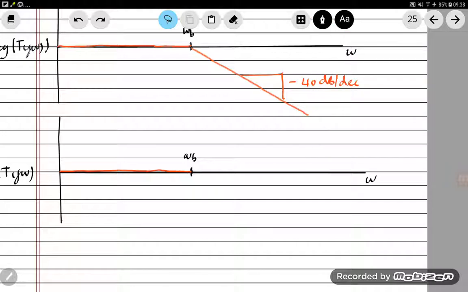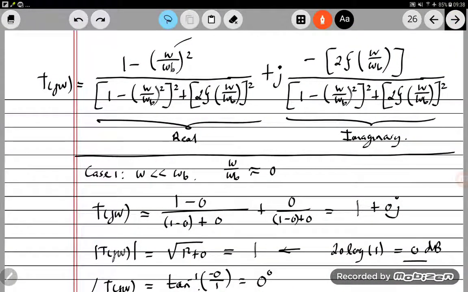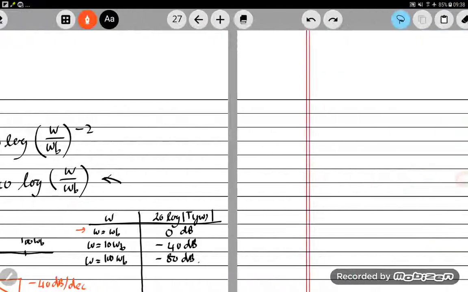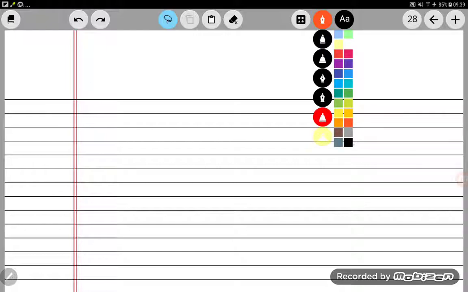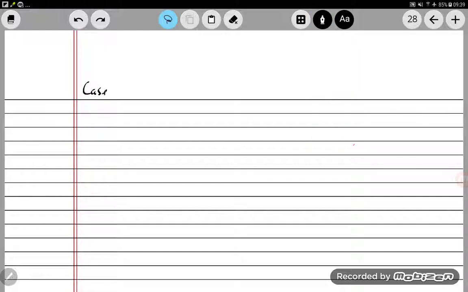And our phase, let's call this negative 180 degrees. And we know that it's a constant negative 180 degrees from omega b. Okay. We still have one case left that we have to consider. That is when omega is equal to omega b.